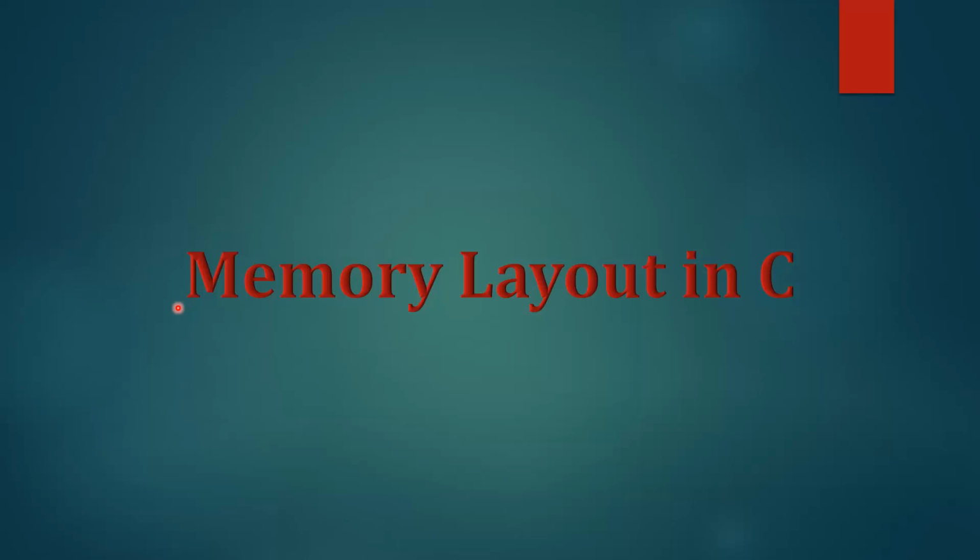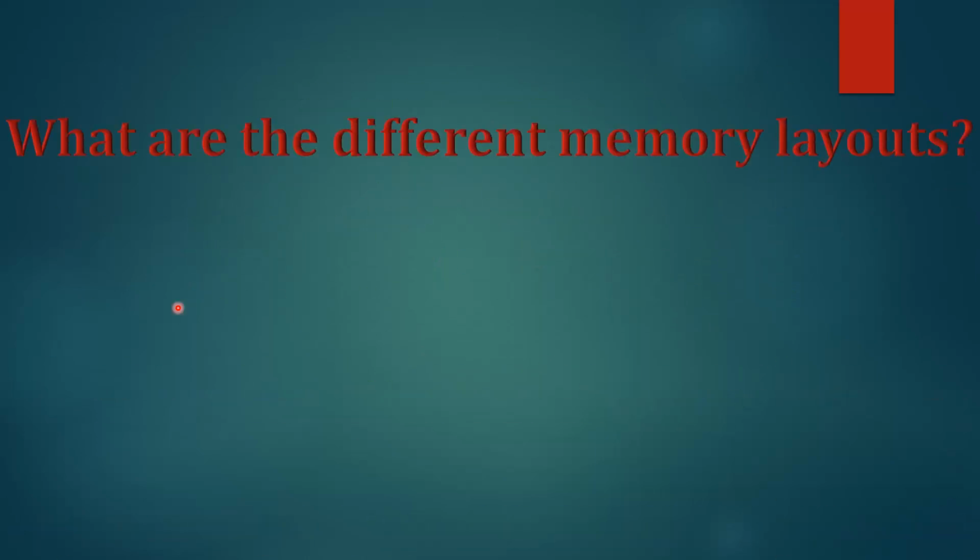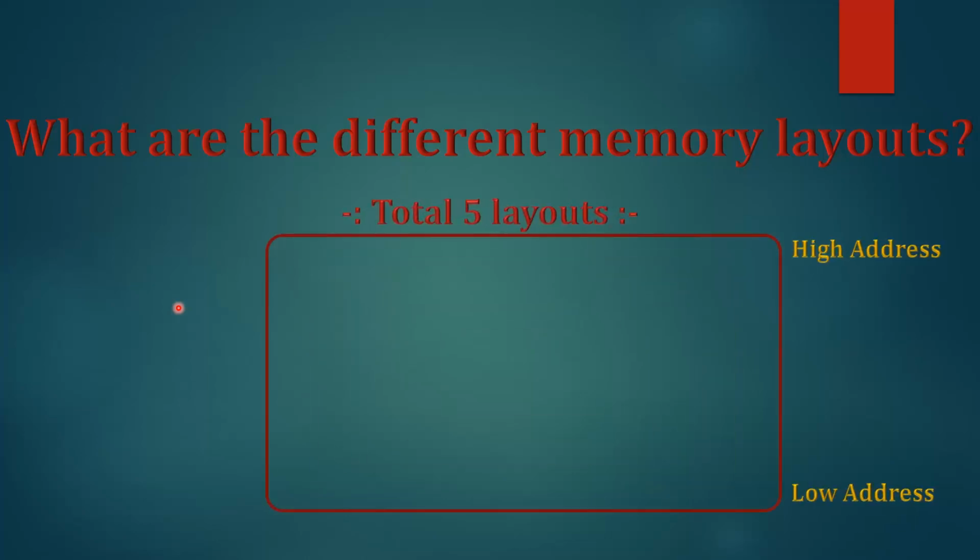In this video, we will talk about memory layout in C. So first of all, what are the different memory layouts available while we are programming in C language? There are a total of 5 memory layouts. This is the block of memory using which I will show you an example. And the structure is in such a way that it will start from low address up to the high address.